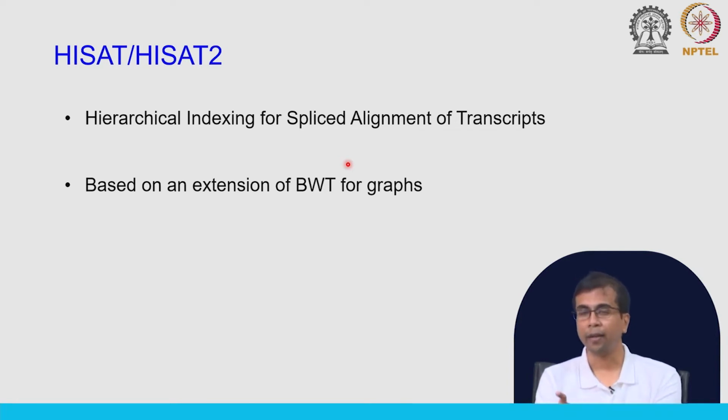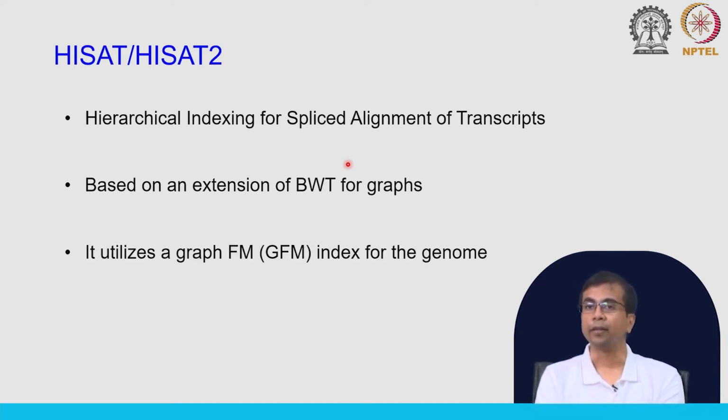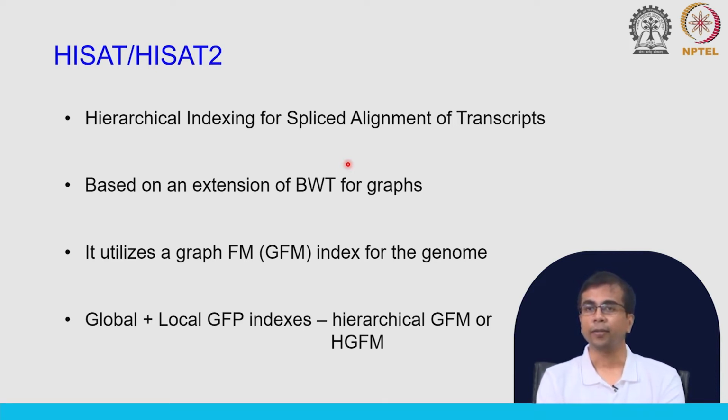We will see in a moment a part of the algorithm for this tool, and it generates something very similar to this Bowtie 2, where we generated this FM index. So, instead of FM index here, it generates a graph FM index. So, it's for a graph. That is why it is called graph FM index or GFM, and it also does something called global indexing as well as local indexing along with some repeat indexes. So, it generates something called hierarchical GFM or HGFM.